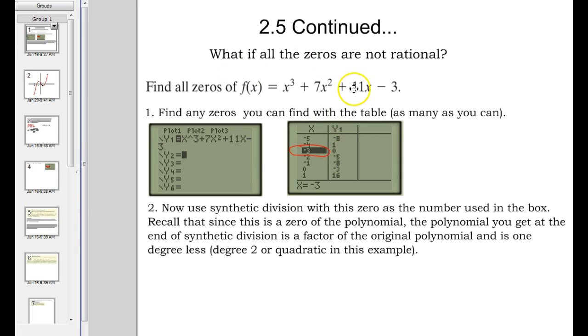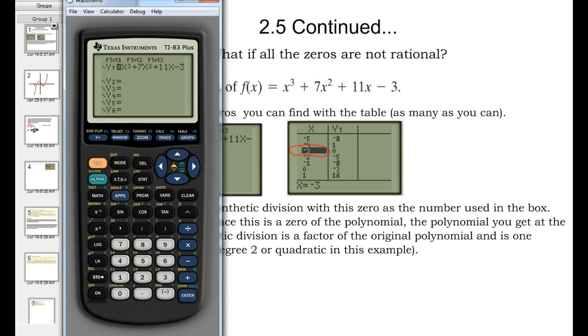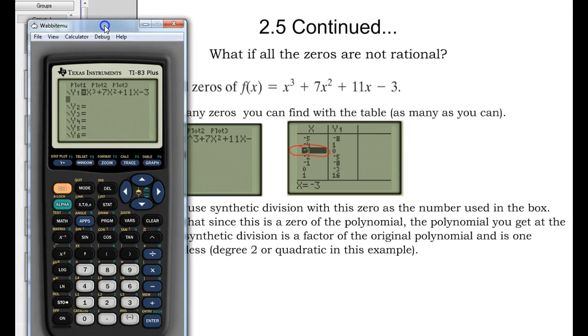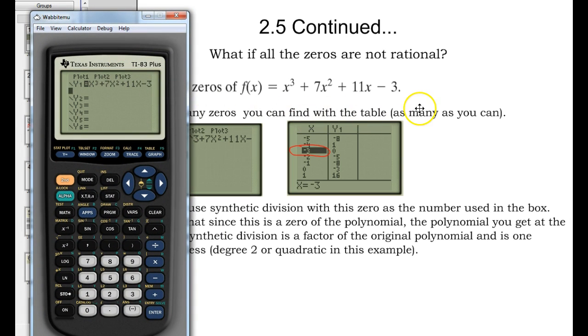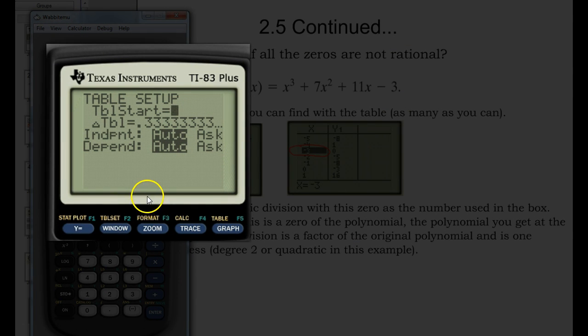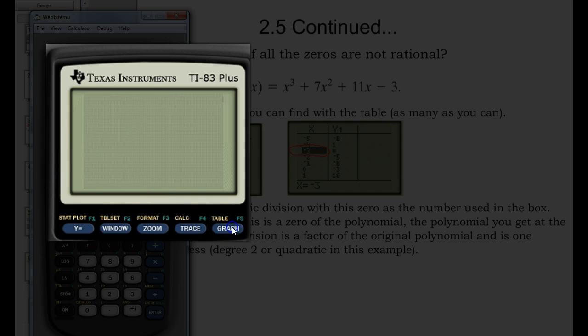So what we're going to do is type the function into our calculator, and then find as many zeros as we can with the table. We're always going to find as many as we can with the table, because that's just going to make your work the easiest. So I'm going to go back and make this 0 and 1 from the table. Anytime you start a new polynomial, you should always start your delta table back to 1, and your table start back to 0. And then we go to the table and we look.